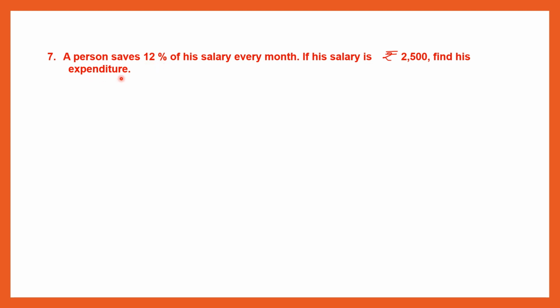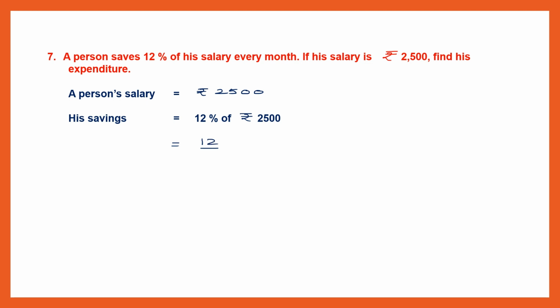So let's begin by writing what's given to us. A person's salary is given to us in the question, that is rupees 2,500. That's his salary. Then his savings is 12% of rupees 2,500. That means 12% means 12 by 100. Of means into 2,500. If we do this, we'll know how much he has saved.